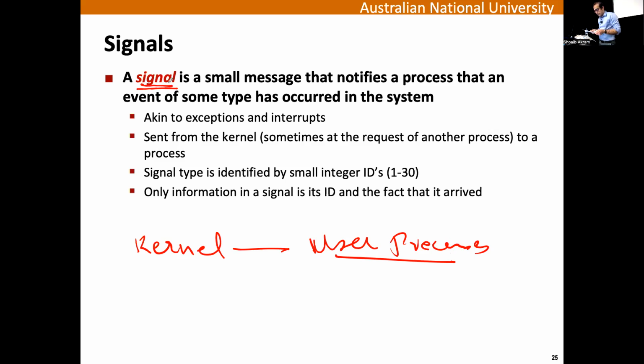You can think of signals as a form of software interrupts that provide a mechanism for handling asynchronous events. Each signal type is associated with a small integer, and each signal type corresponds to a specific event.